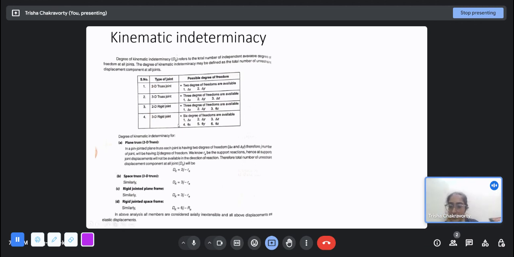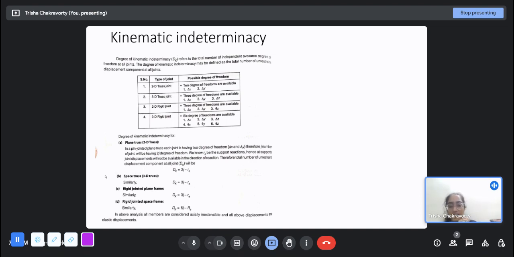Now, the degree of kinematic indeterminacy for a plane truss, a 2D pin-jointed plane truss: each joint has 2 degrees of freedom. Therefore, if there are j joints, then it has 2j degrees of freedom. But then there will be certain supports. If there is a hinge support at one of the joints, both the degrees of freedom are restrained at that point. So delta x and delta y are both restrained there. Then if there is a roller support somewhere, then maybe delta y is restrained there.